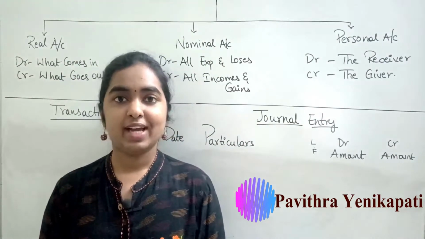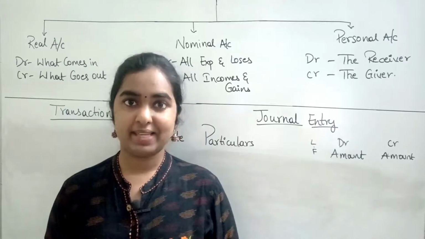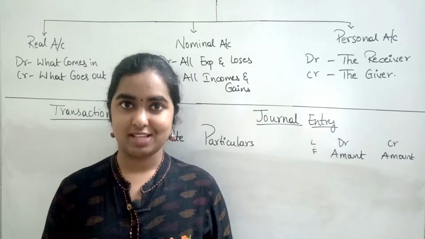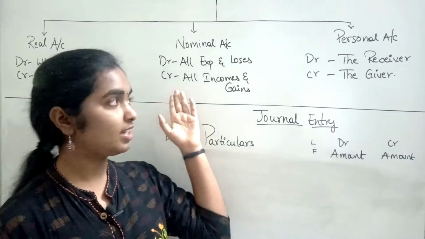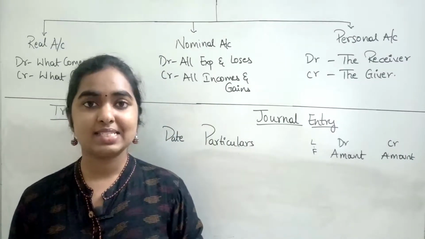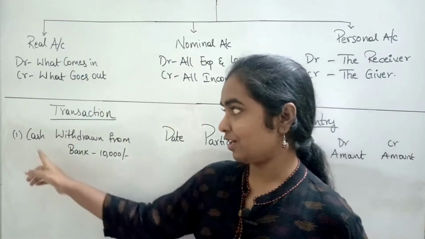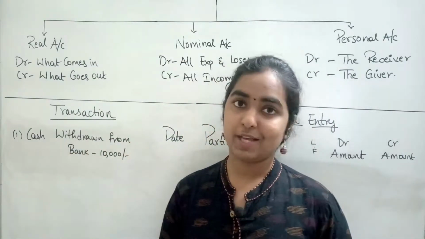So in the previous lecture, we have learned how to pass journal entries for some basic transactions, right? Now let's understand how to pass journal entries for some complex transactions. Here I have taken the three golden rules of accounting, and now let's take a few transactions and try to solve them. Okay, so the first transaction over here is cash withdrawn from bank, 10,000 rupees.